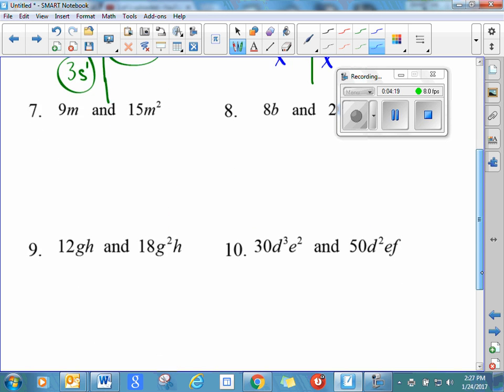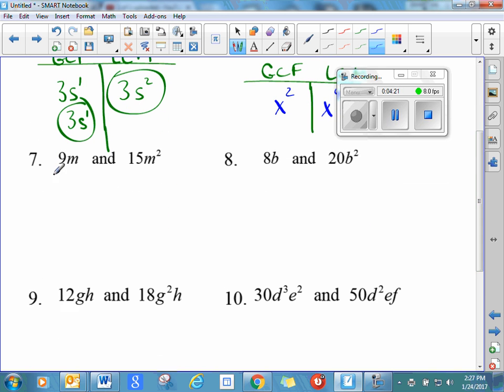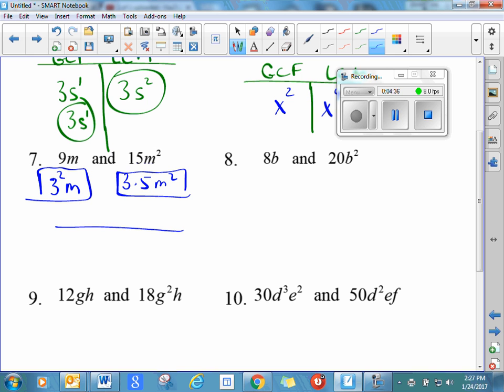All right, a couple more now. We're throwing some numbers out here. These are still pretty small numbers. This should go pretty quick. 3 squared m is the prime factorization, and 3 times 5 m squared is the prime factorization for the second term, the second monomial.